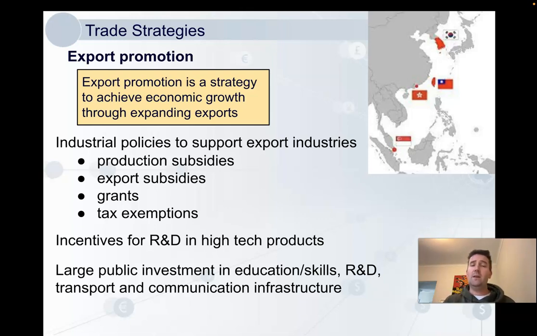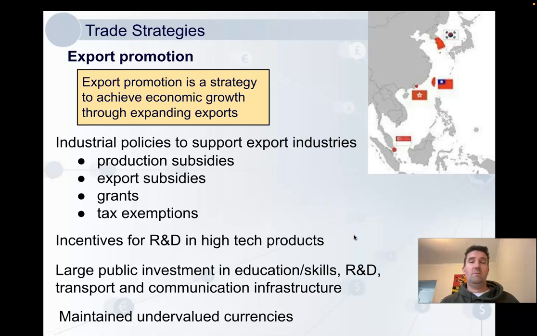It was also supported by large public investment in education, skills, R&D, as we mentioned, and transport and communication infrastructure. The transport infrastructure helps get the exports out cheaply, so they are efficient and competitive on a global stage, and the communication infrastructure, again, increases that efficiency and lowers their costs of production. Very important that they do that. And they also maintained undervalued currencies. So of course, this makes their exports appear cheaper to their trading partners. So that also did help, especially in those early stages when they were ramping up the efficiency of that production.